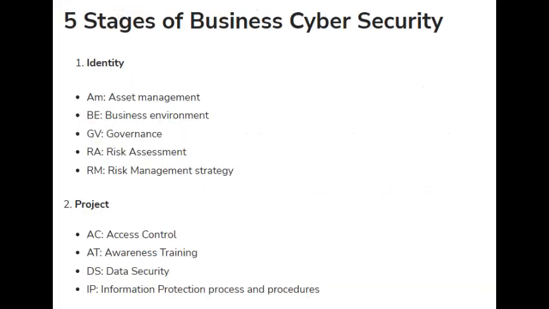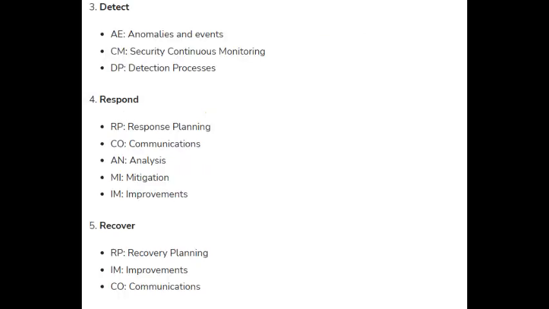5 stages of business cybersecurity. 1, Identify: AM, asset management; BE, business environment; GV, governance; RA, risk assessment; RM, risk management strategy. 2, Protect: AC, access control; AT, awareness training; DS, data security; IP, information protection processes and procedures.